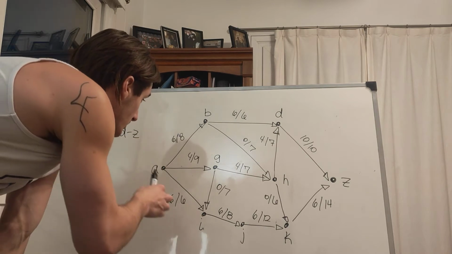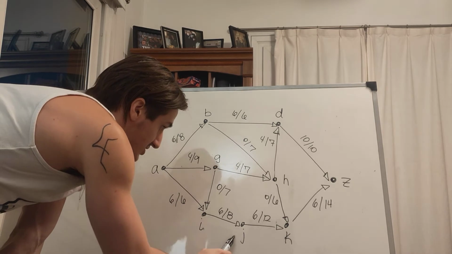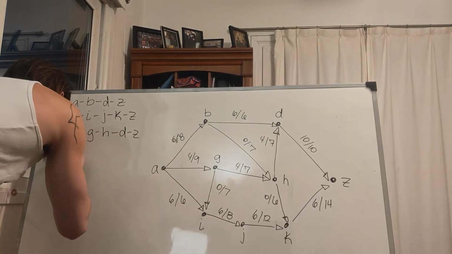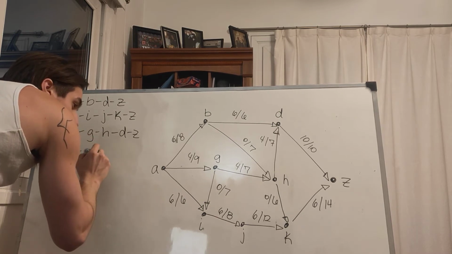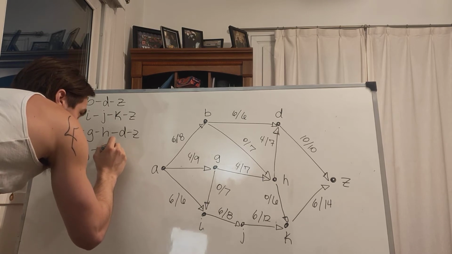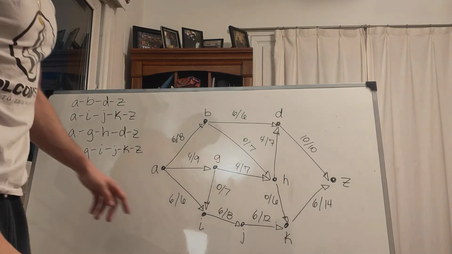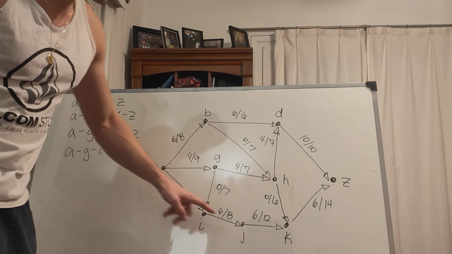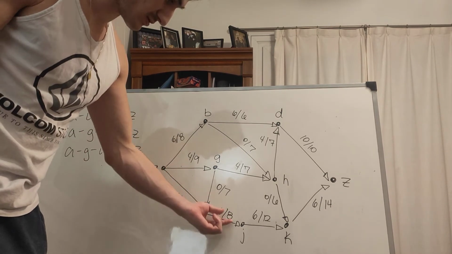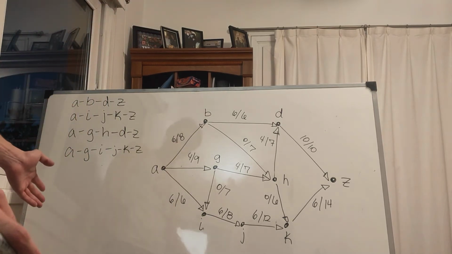Let's see. We could go A to G to I to J to K to Z. Yeah, that'll work. A to G to I to J to K to Z. Okay, just like before, keeping in mind that we have non-zero values in the flows and that we need to take the difference of the capacity to the flow to calculate our potential bottleneck there. We're gonna find our bottleneck.